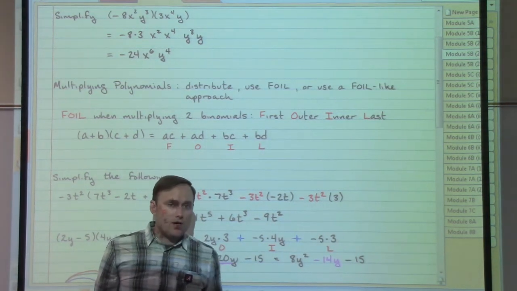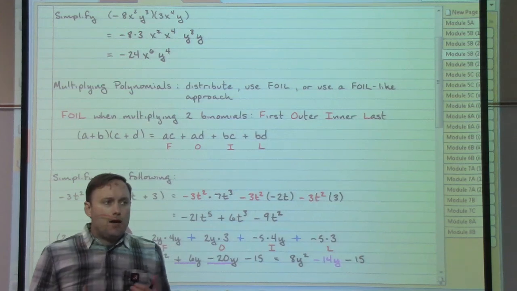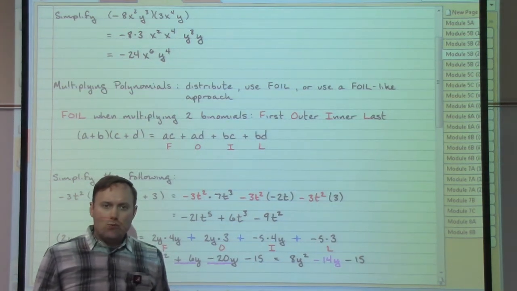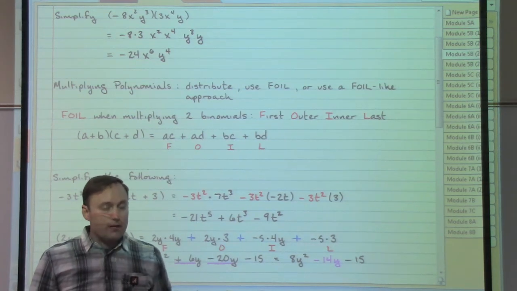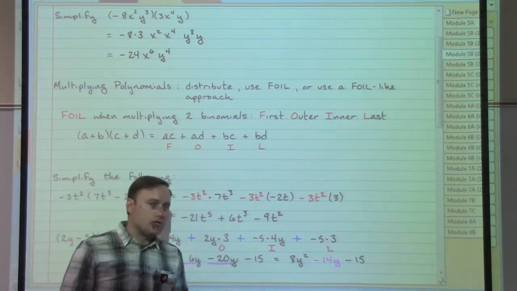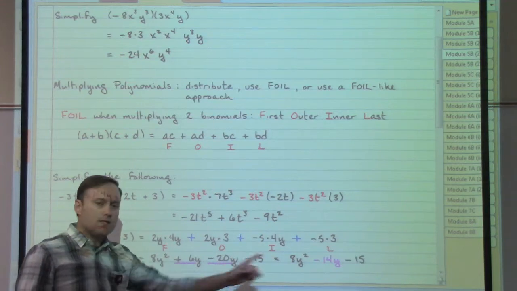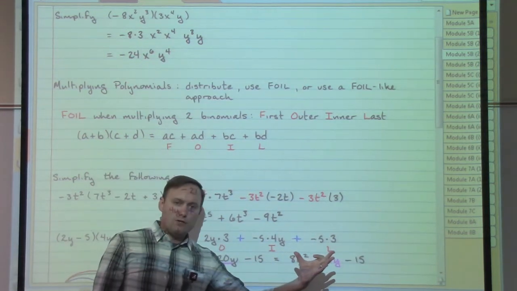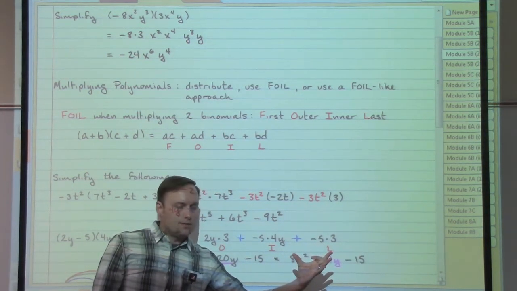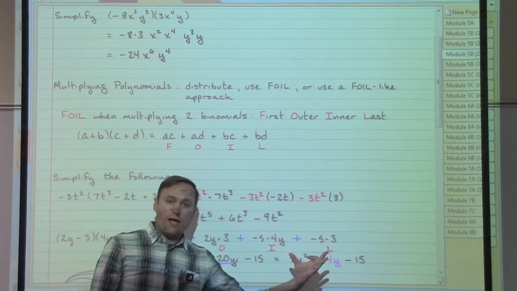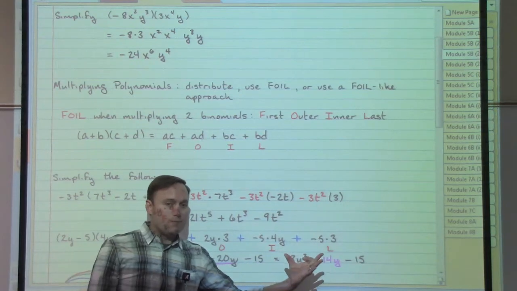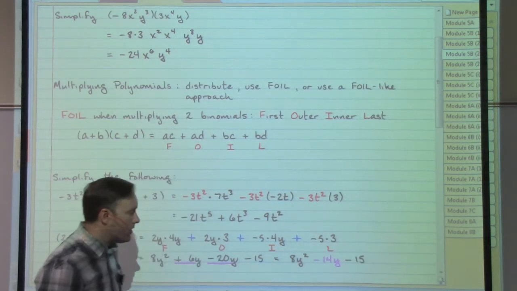Now, that's something that we want to keep an eye out for. Not all FOIL problems will have some like terms to combine, but there are plenty of them that do. You want to make sure that you're on the lookout for exactly this sort of thing. If you don't combine your like terms, you're not going to receive full credit for that answer because it will not have been as simplified as possible. So make sure that you're on the lookout for that.